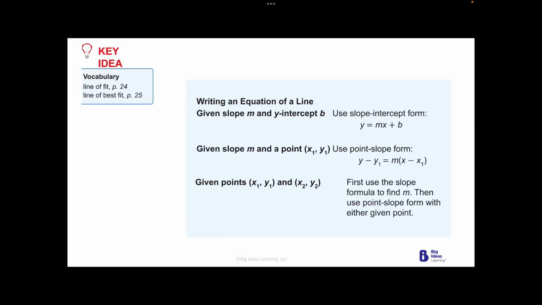So we're going to start off with the key idea. If you did not get this key idea down, please go ahead and pause this video, write this down, because we will need to know slope-intercept form, point-slope form, and then how to find one of these formulas based off of just 2 points. So go ahead, pause the video while we look at our first example.